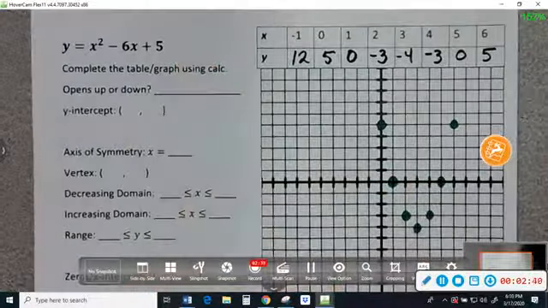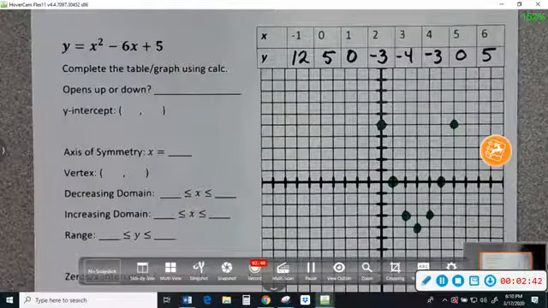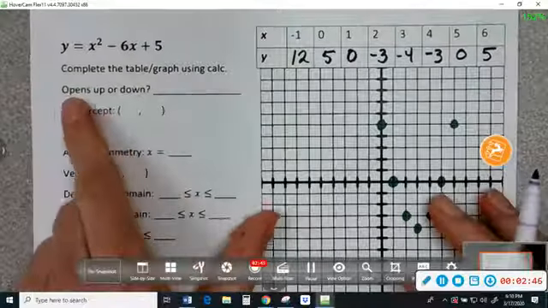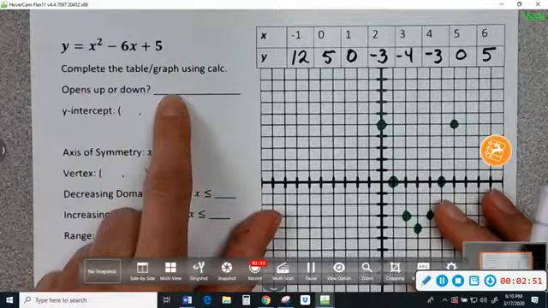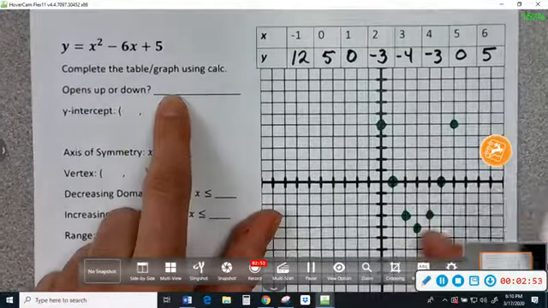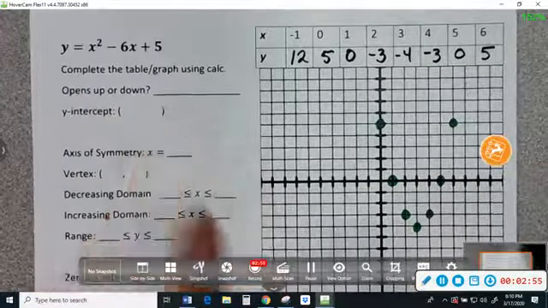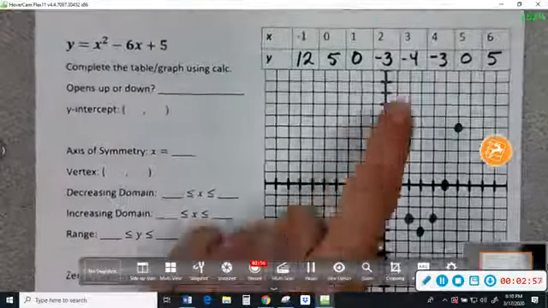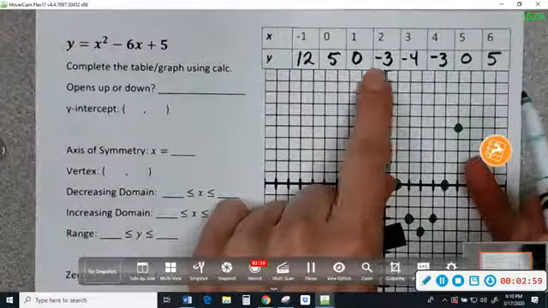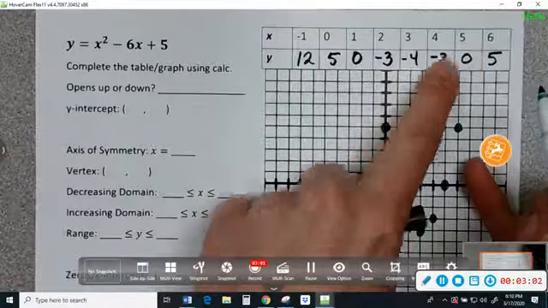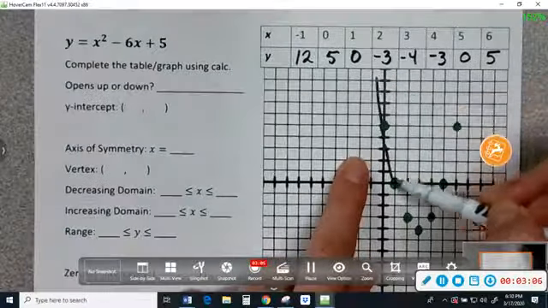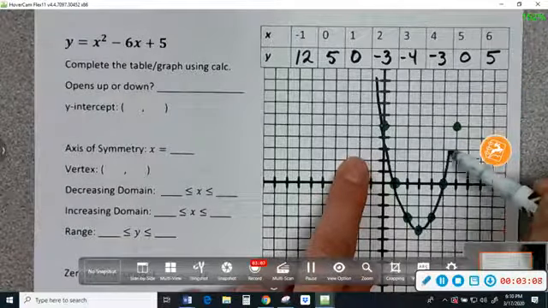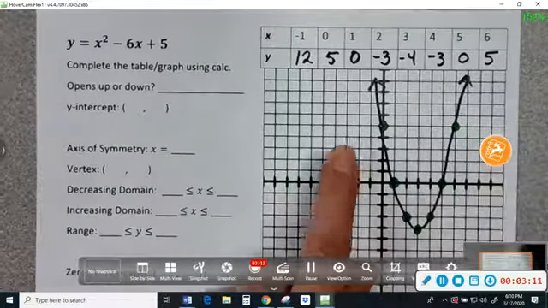All right, so we're going to talk about some key features of quadratics today. The first thing is, in general, we want to know if the graph opens up or down. Now we can tell from the graph for sure that it's opening up. We can also tell from the table because we went all the way down to a minimum and then went back up. So we know that if we have a minimum, then that means our U-shape or our parabola is opening up like so. Okay?